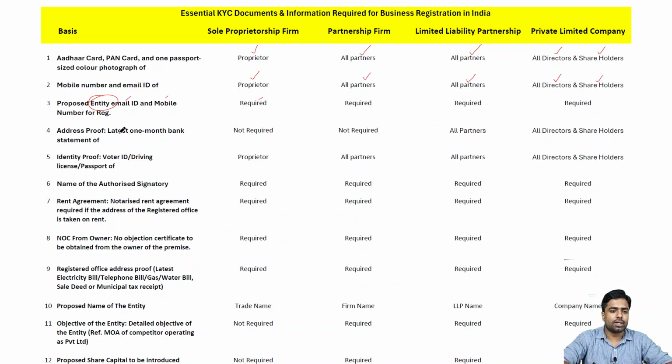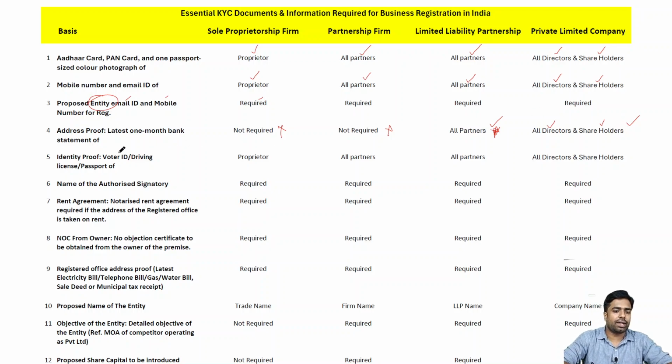Now, address proof: the latest 1 month bank statement. For address proof of the owner of the business, the latest 1 month bank statement will be required, but it is not required in the case of proprietorship or partnership firm. It is required only when registration is done through the ROC, for LLP and private limited. For LLP, all partners are required, and for a private limited company, you have to give a 1 month bank statement of all the directors and shareholders.